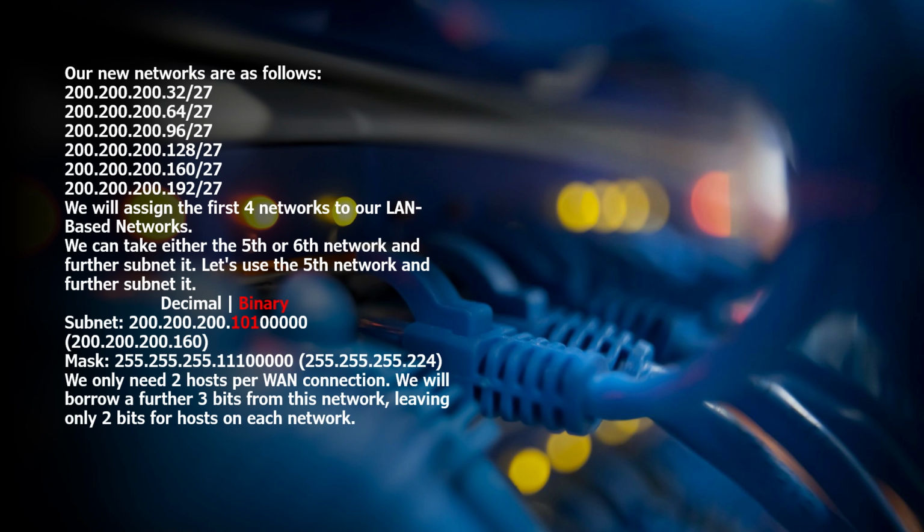As you can see, I have divided the decimal number and the binary number. The decimal part represents 200.200.200, and the remaining portion, 160, I have converted into binary. We can easily check the respective subnet mask of the given IP. We already know there are no changes in the first three octets, going from left to right, so it is 255.255.255, and the 4th octet is the one changing.